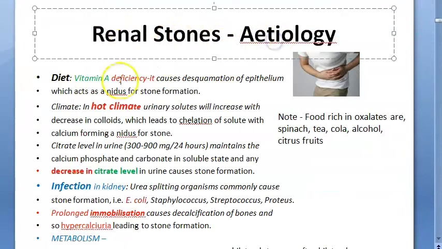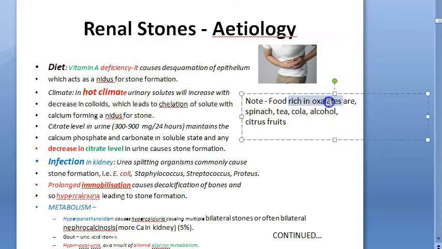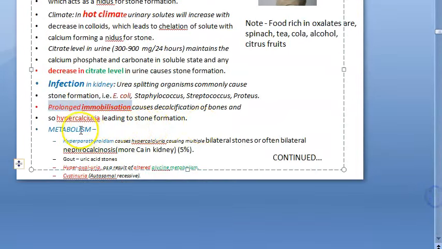Now coming to the etiology of renal stones, you saw that diet, vitamin A deficiency, or foods that are rich in oxalate. If you are living in a hot climate, urinary solutes will increase with a decrease in colloids. Then there can be a decrease in citrate level, which can lead to stone formation. There can be infection in the kidney because of E. coli, Streptococcus, Staphylococcus, Proteus, leading to renal stones. There can be prolonged immobilization, which can cause decalcification of the bones, and there can be hypercalciuria, leading to stone formation because calcium is pulled out of the bones during prolonged immobilization.